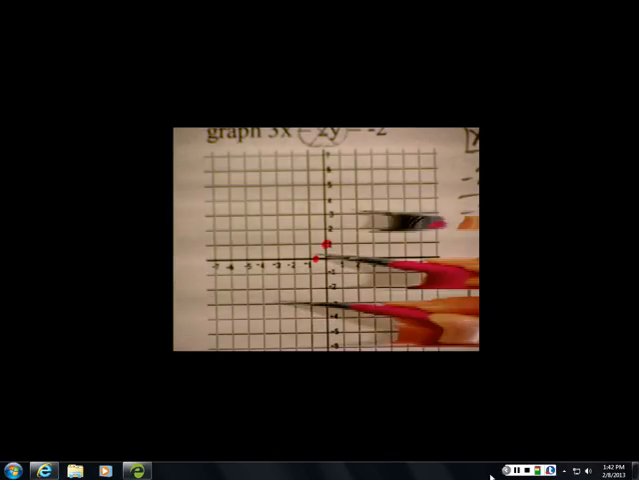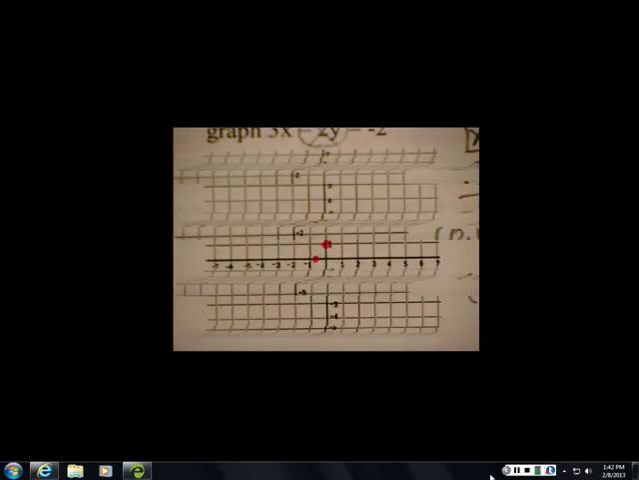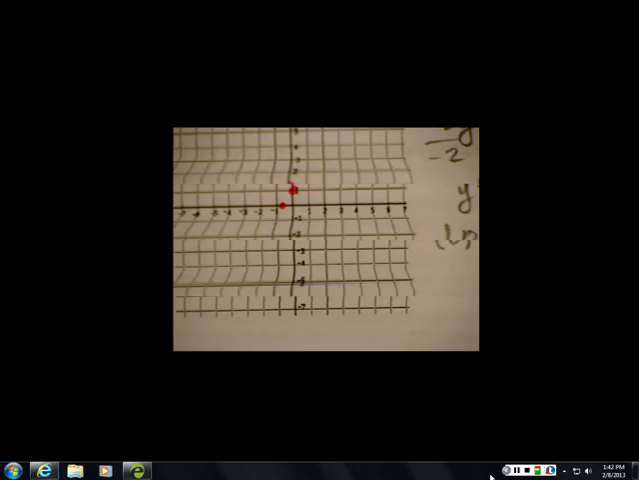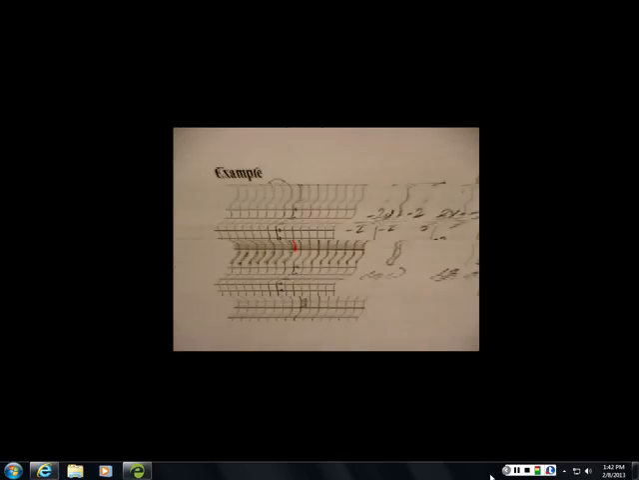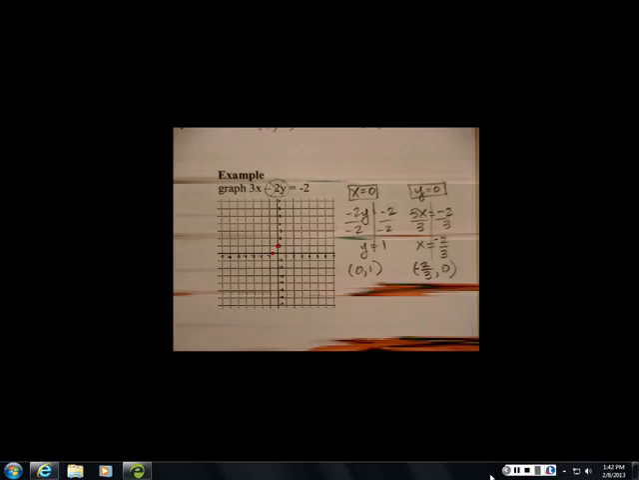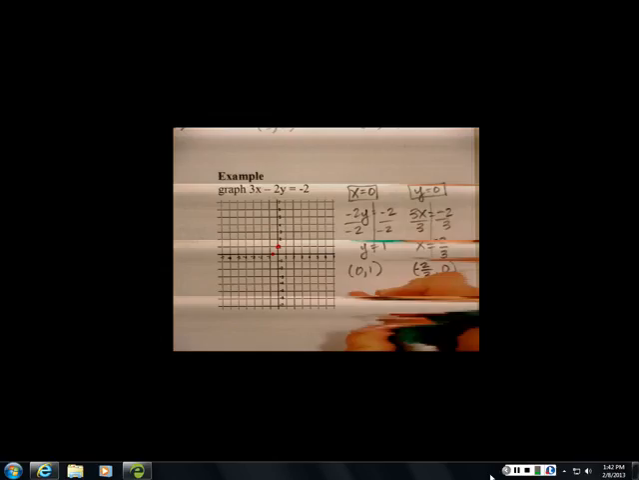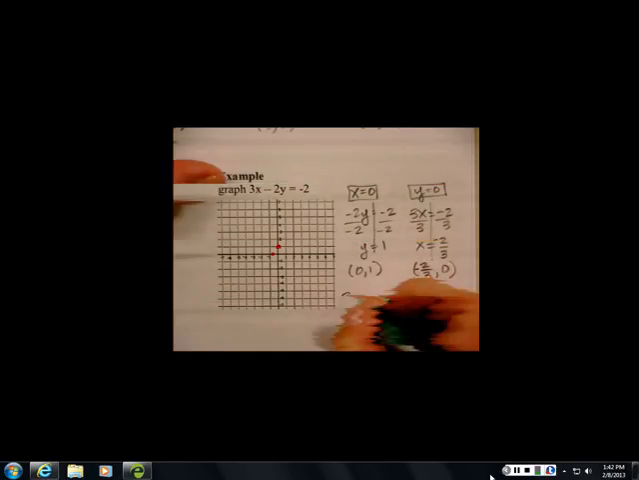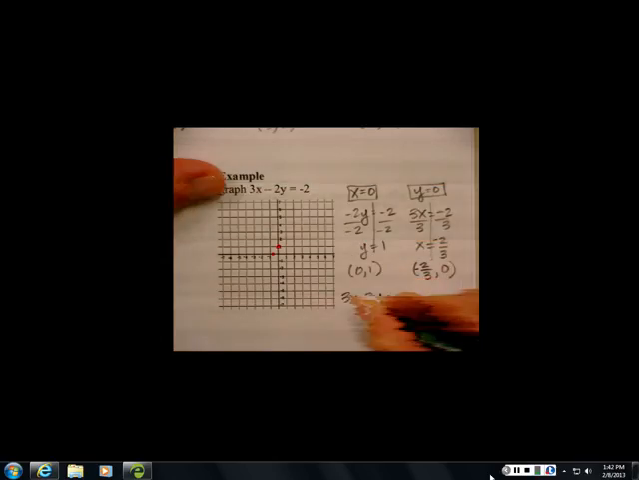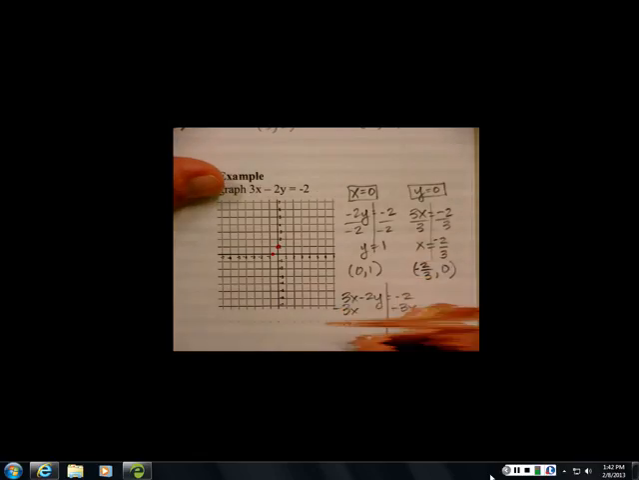So I still need a third point to make sure I didn't do anything crazy. Pick any number you want. I am going to choose, I certainly don't want to get another fraction, right? So here's what I'm going to do. I am going to choose to solve this equation for y. I minus 3x. And you're going to see why I'm doing this in a second.